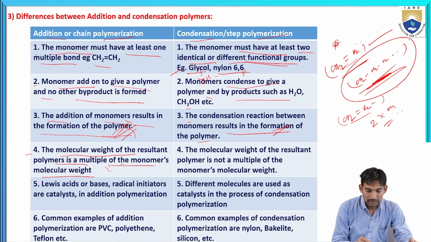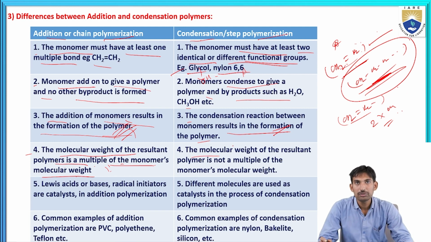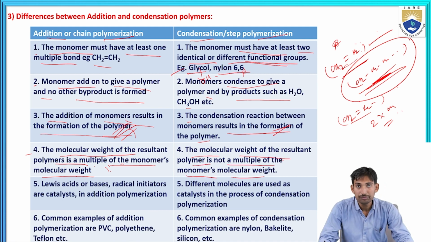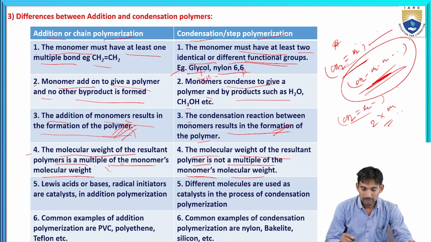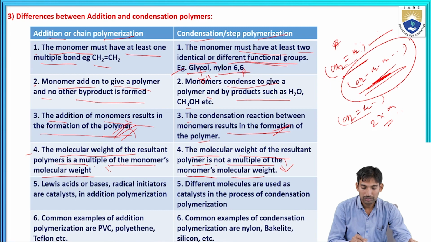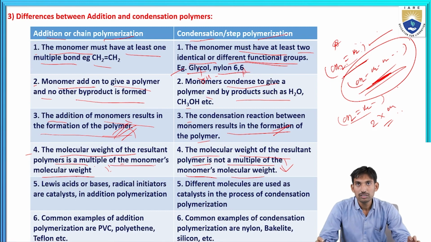But in the case of condensation polymers, what happens? The molecular weight of the resultant polymer is not a multiple of the monomer's molecular weight, because in condensation polymers, when two monomers condense together, there is a loss of atoms or groups. So in this way we can't calculate the molecular weight of the resultant polymer by simple multiplication of the monomer molecular weight.